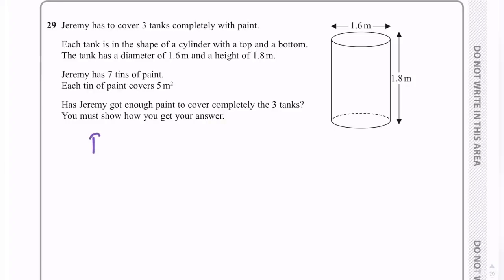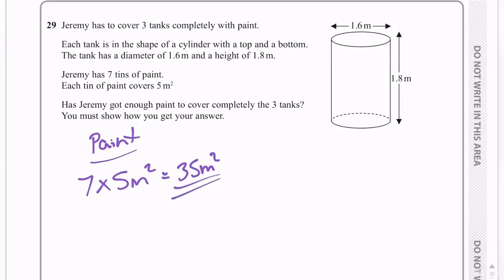Well, the first thing that I would probably work out, the easiest thing here, is how much paint he has, which is 7 lots of 5 metres squared. So he has 35 metres squared worth of paint. So that's what we're going to compare it against. Does he have enough paint to cover these tanks? Are they going to be more than 35 metres squared, or are they going to be less?